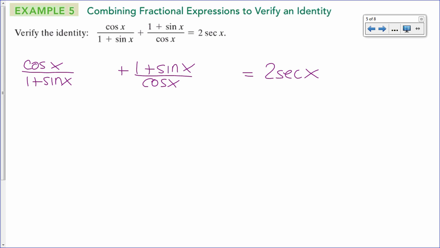So what do you guys think the denominator is going to be? The product of 1 plus sine x with cosine x. That would be the common denominator.